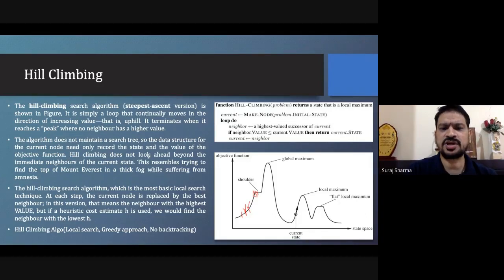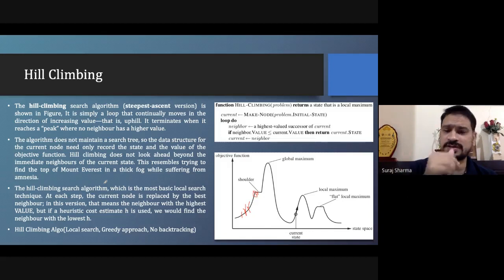Hill climbing does not look ahead beyond the immediate neighbor of the current node. I was saying that in hill climbing, we just see our neighbor. Beyond that, we cannot see. This resembles trying to find the top of Mount Everest in a thick fog while suffering from amnesia. It is just like you are on Mount Everest with a thick fog, and you cannot see the further routes.